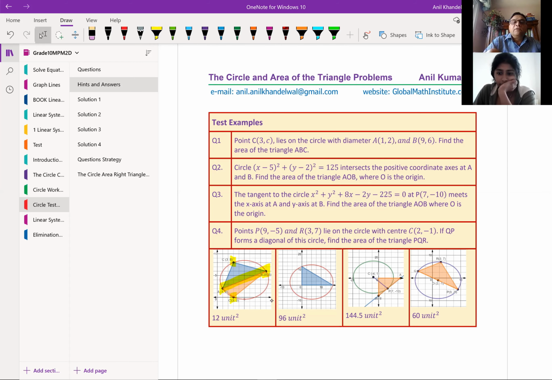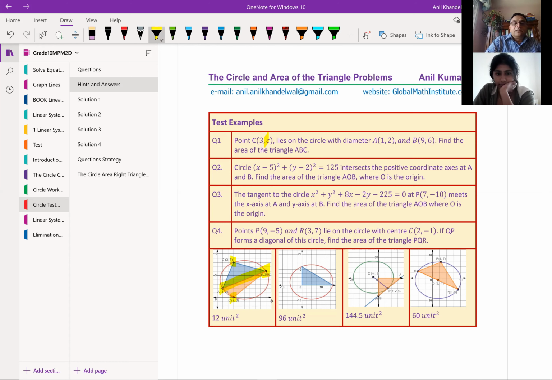The question doesn't say which value of C you have to use to find the triangle area, correct? That means we find the area of basically two triangles at the same time. Perfect. If you miss one of them, you miss half the marks straight away after spending so much time. Okay. All right.